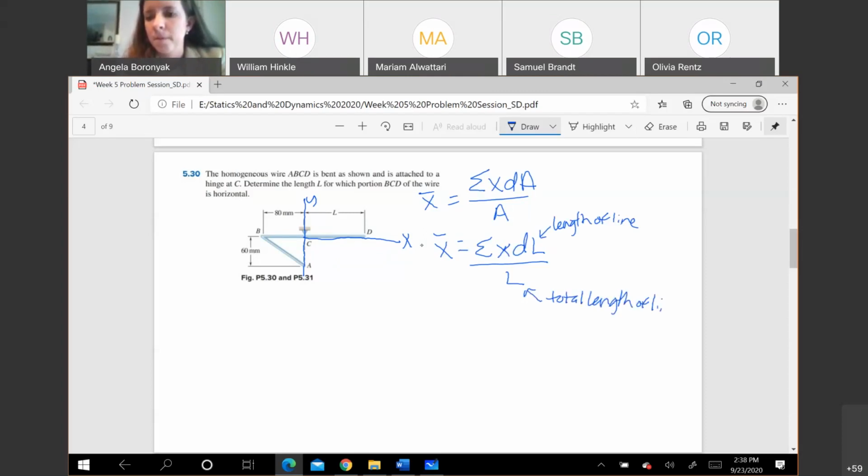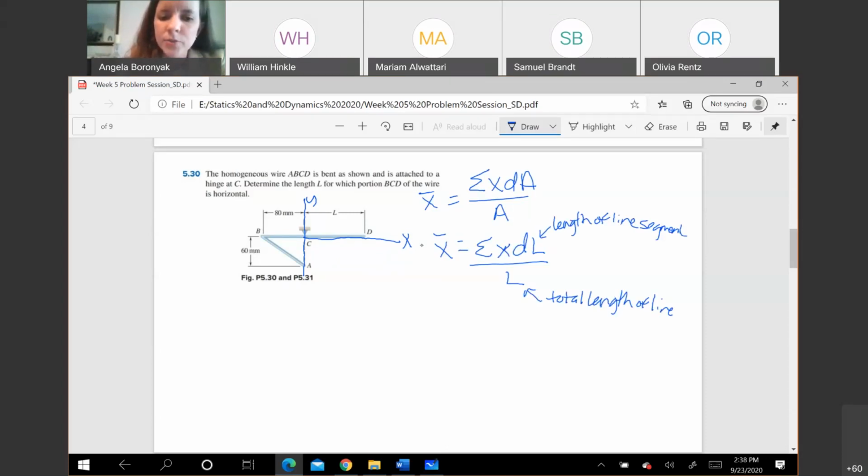Length delta L, the total length of my line. Same thing with y bar, it has to be y dl over that. So I'm going to make myself a nice table here based on line segments of this whole A, B, C, D thing.